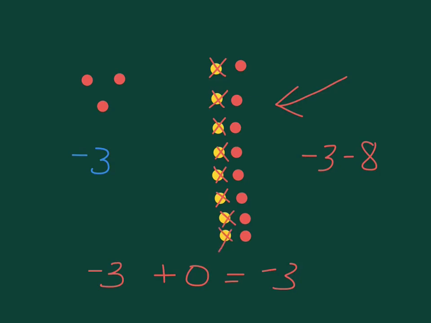And then we're left with 1, 2, 3, 4, 5, 6, 7, 8, 9, 10, 11, and they're red. So our number sentence would be -3 take away 8 would be a -11.